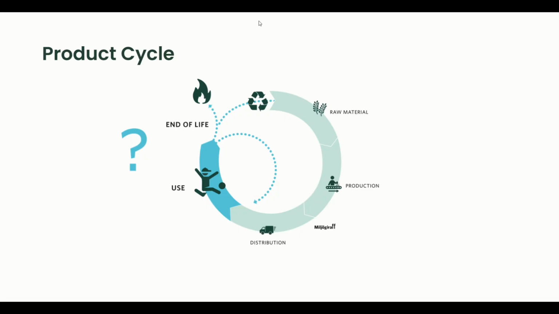The first part is the raw material. The cycle begins with raw material extraction. This includes activities like mining metals, harvesting crops for biopolymers, or producing chemicals for plastics. This stage has significant environmental impact because it consumes energy and natural resources.